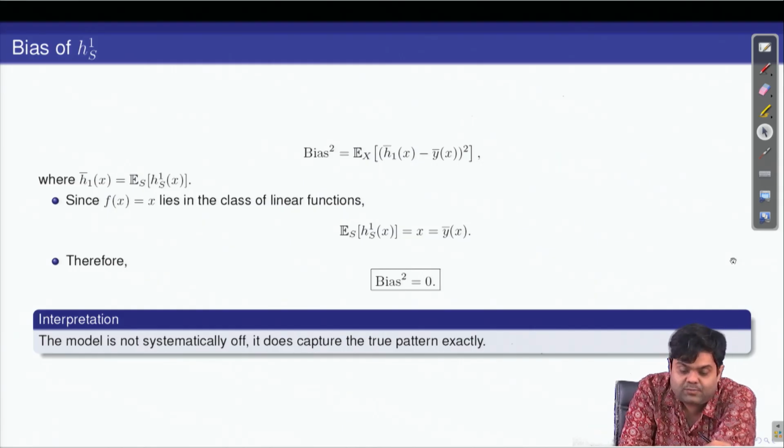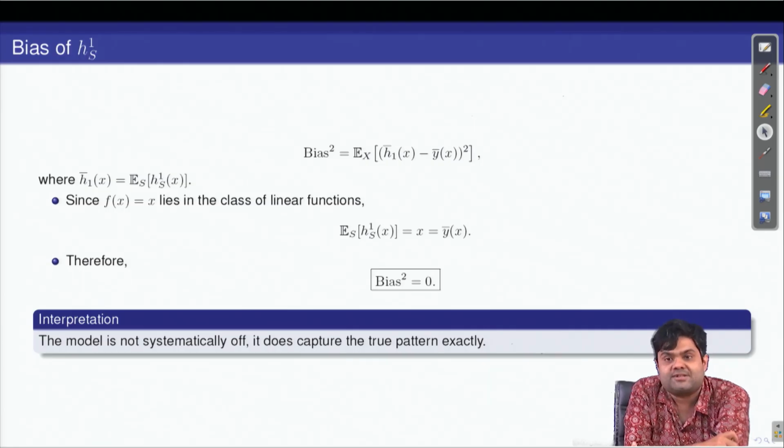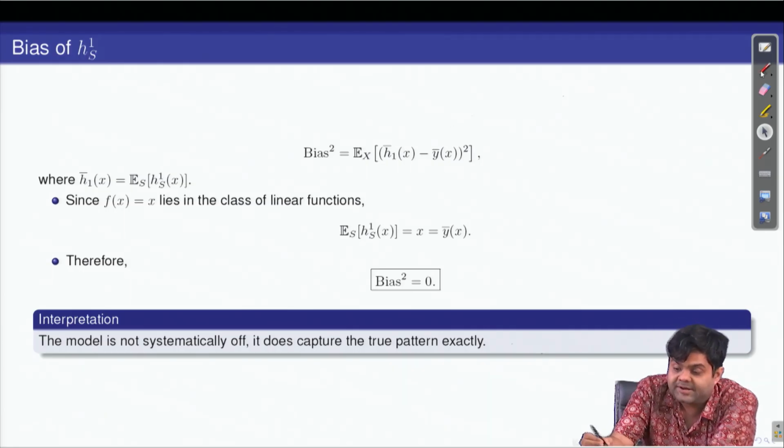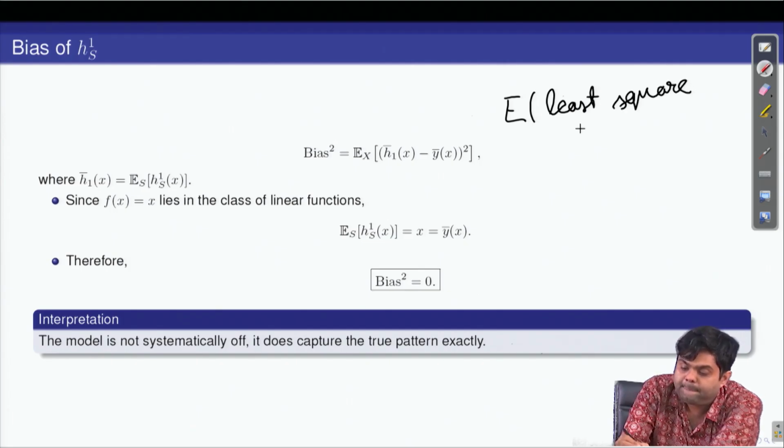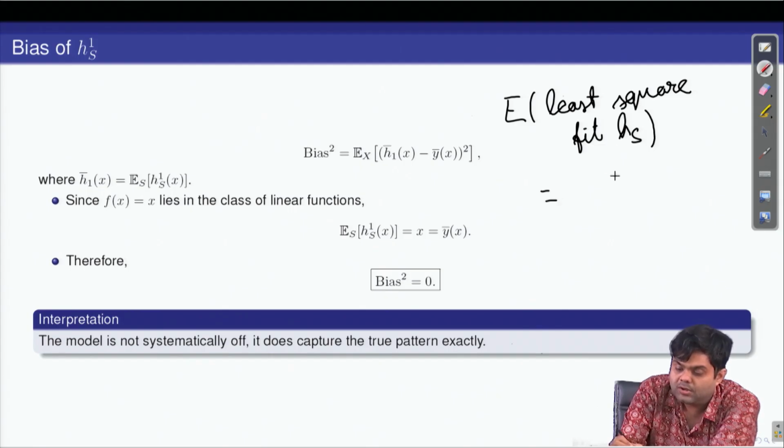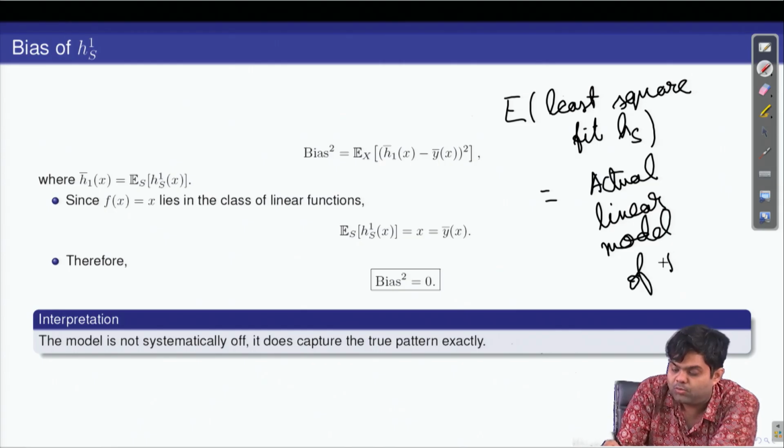So the bias of the least square line is the same as the bias of the conditional expectation of this. So the expected value of the least square fit equals the actual linear model of the population.